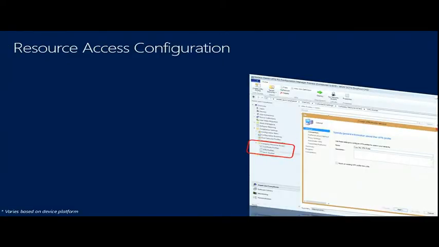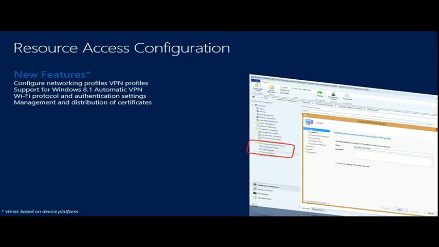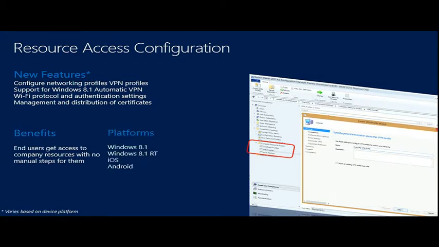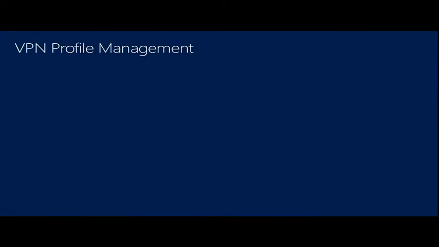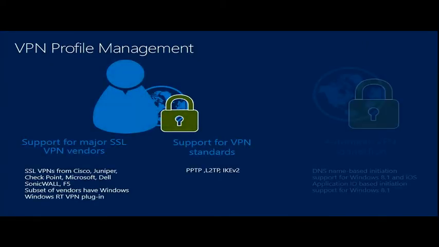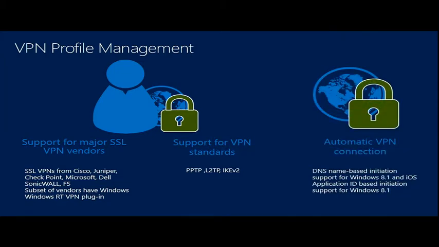So resource access configuration, we're now able to deploy VPN profiles to our Windows 8.1 devices and iOS and Android devices. A cool feature of that is that we are able to set up an automatic VPN connection when a certain app is being launched. So, for instance, a corporate financial app has been launched, and we need the VPN connection for that. You don't need to manually set up the VPN connection. It's automatically connected to the office when the application has been started.